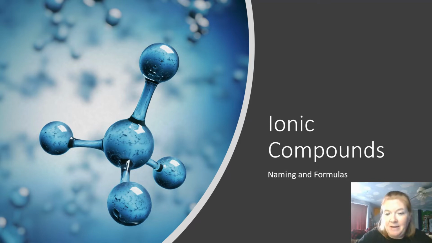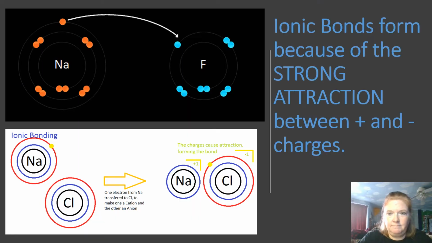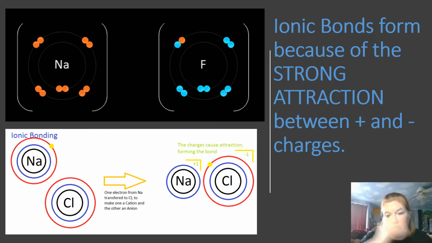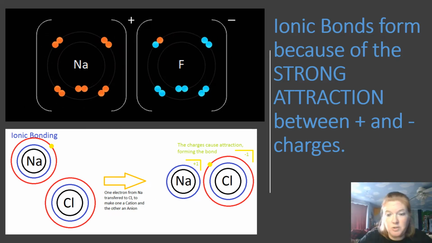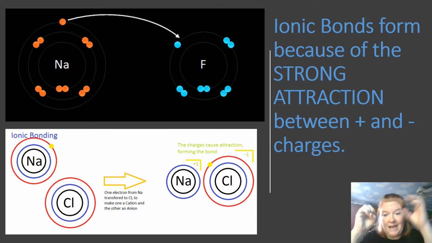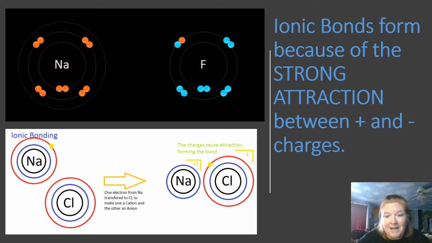All right, we are going to talk about ionic compounds. We're going to talk about naming, and we're going to talk about formulas. Remember, ionic bonds form because of the strong attraction between positive and negative charges. So between that positive cation and that negative anion, we get ionic bonds.